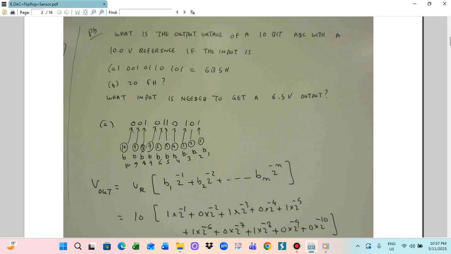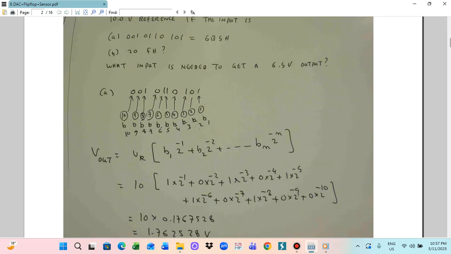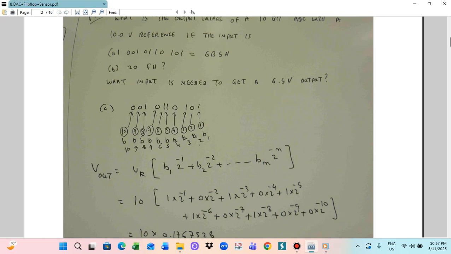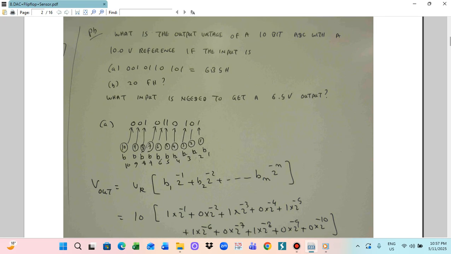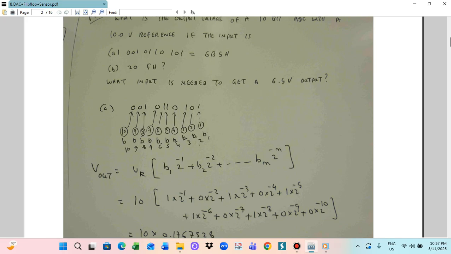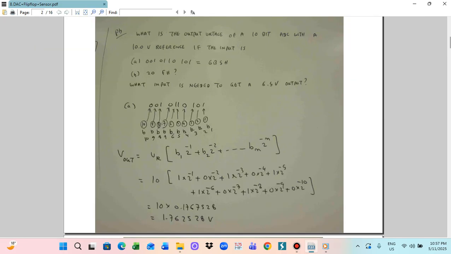Position 1 will be B1, then B2, B3, B4, B5, B6, B7, B8, B9, and B10. So B1 is 1, B2 is 0, bit 3 is 1, bit 4 is 0, bit 5 is 1, bit 6 is 1, bit 7 is 0, bit 8 is 1, bit 9 is 0, and bit 10 is also 0.